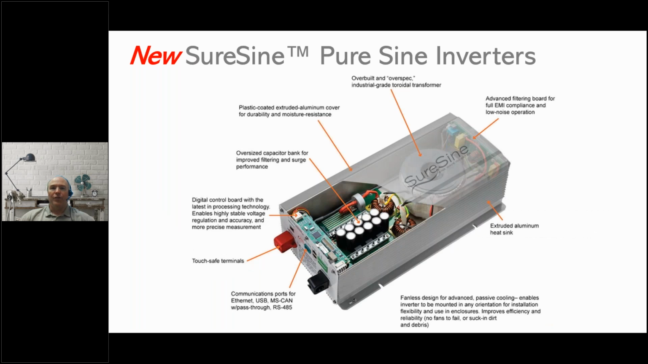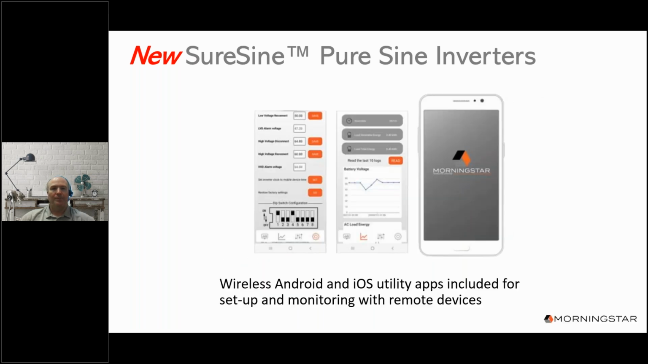Here's a cutout of the SureSine that's included in your handouts. You can check out recorded webinars about this product that we have on our website under the resources tab, and you can certainly text any questions that you might have about this product. The SureSine has wireless Android and iOS utility apps to use for setup and configurations, and these apps enable remote monitoring via your cell phone.